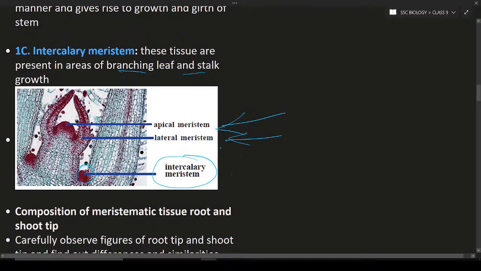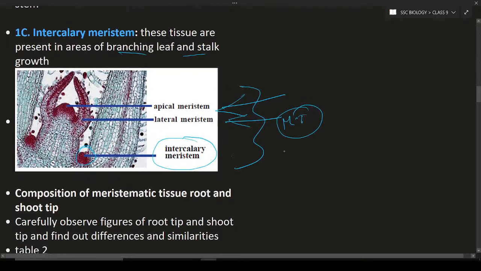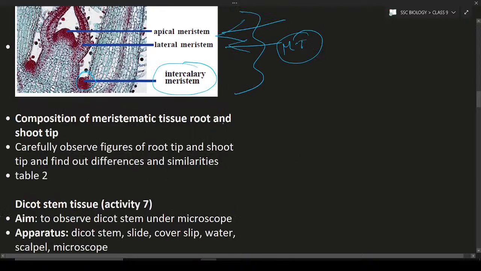So apical, lateral, intercalary, these three types are the first type of tissue that is known as meristematic tissue. Next is the composition of the meristematic tissue: root and shoot tips. They are present more in the root tips and also shoot tips. If you carefully observe the figures of the root tip, in this diagram you can clearly see the tip and also the shoot tip.